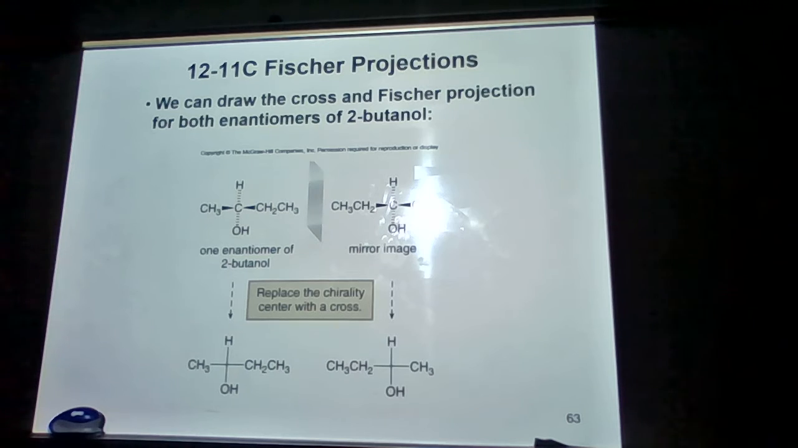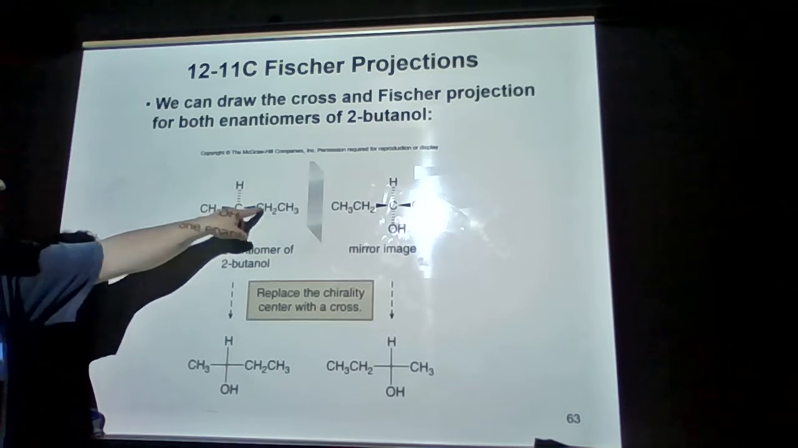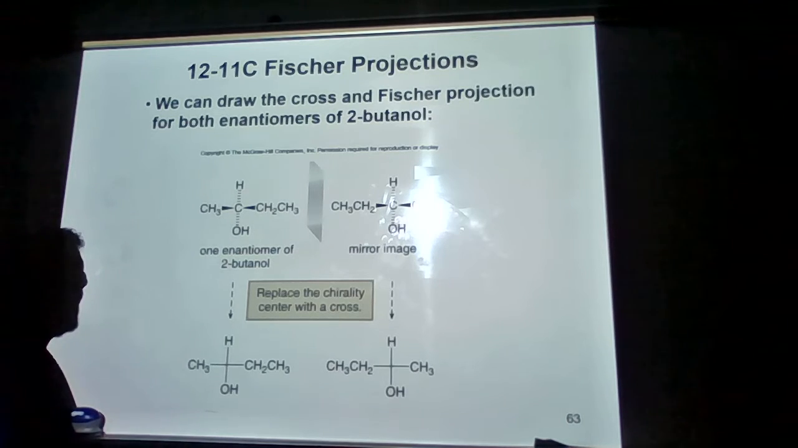This allows us to draw mirror images. These are called Fischer projections. So we can draw these Fischer projections and the dash line and wedge line structures for 2-butanol. Hydrogen, OH, CH3, and CH2CH3. Four different groups. This particular isomer of 2-butanol has a chiral center.